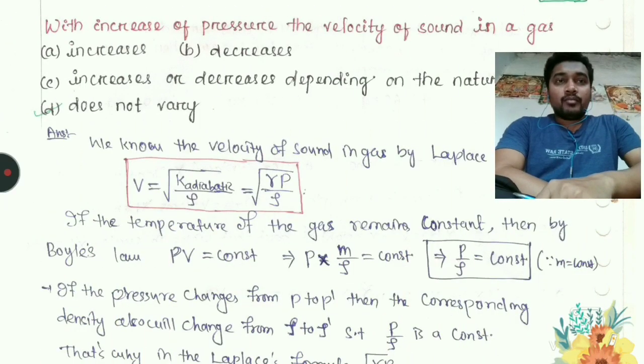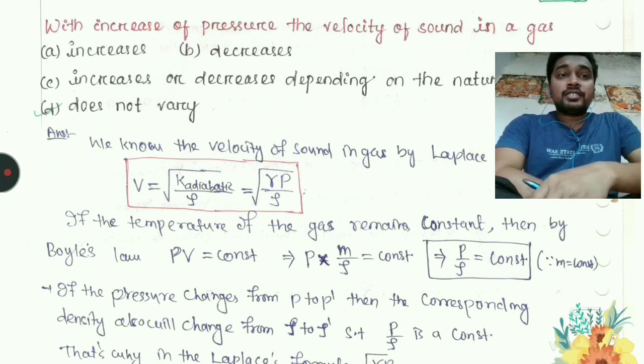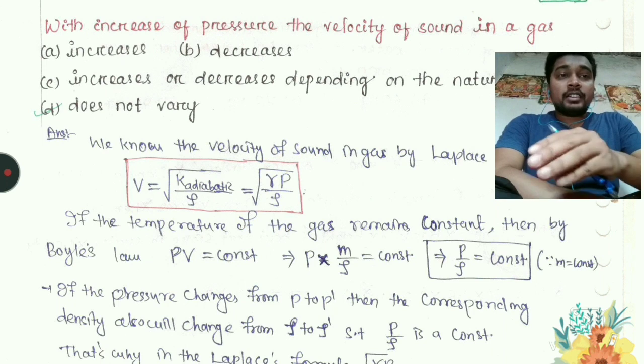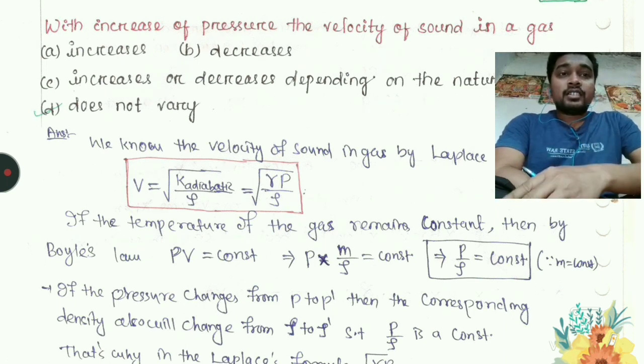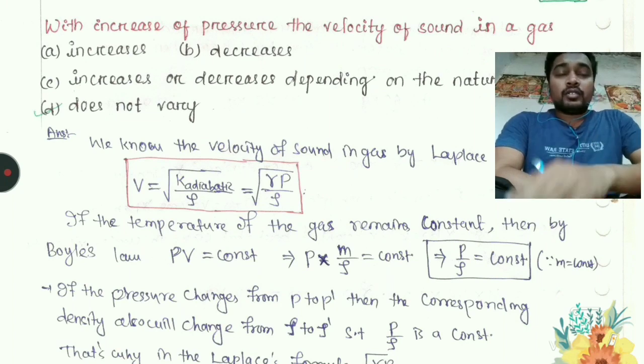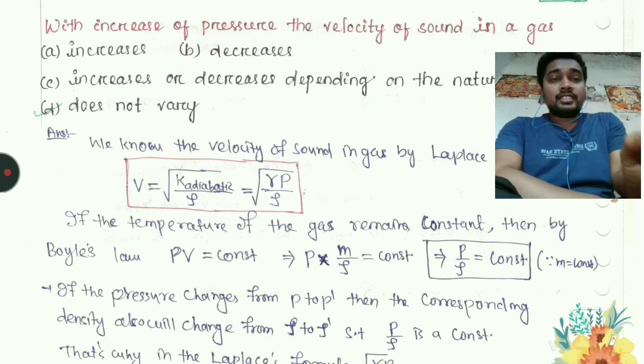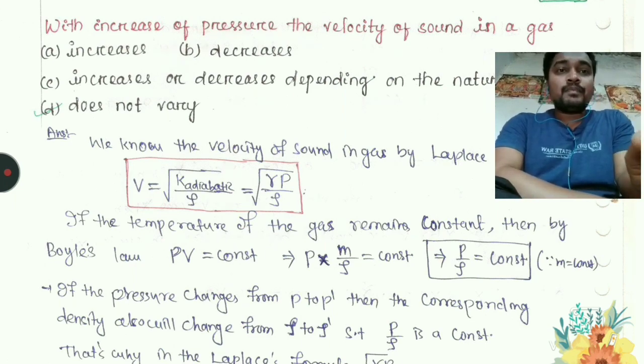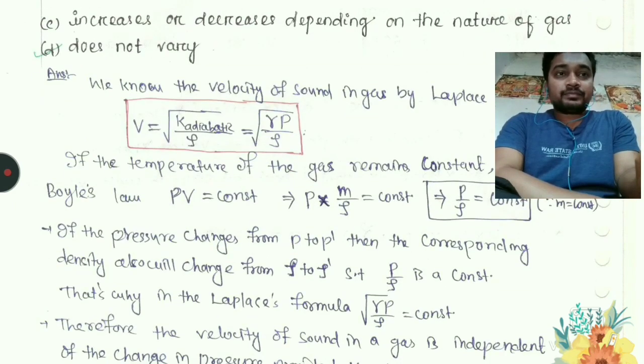This is the question on velocity of sound in a gas. I told you in my last lecture video that the velocity of sound in air was corrected by Laplace. Laplace introduced a term gamma in Newton's formula, that is, the velocity of sound in a gas is V equal to root over K adiabatic by rho. K adiabatic is gamma into P, so V is root of gamma P by rho. P is the pressure and rho is the density of the gas.